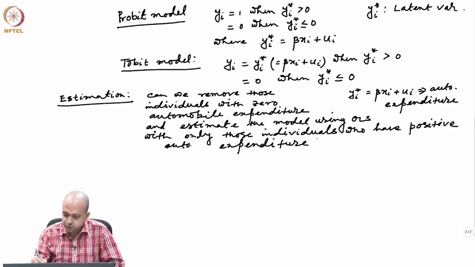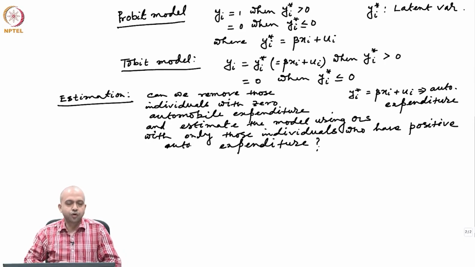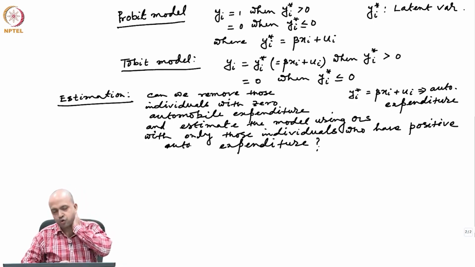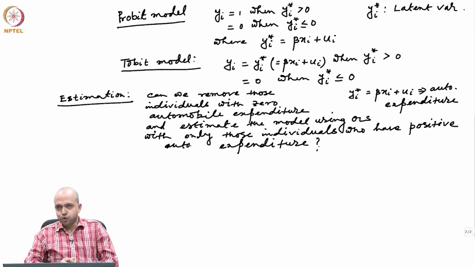Since you have 0 observation on yi for some individuals, you cannot observe all your dependent variable. So, an easiest solution is just to remove all those individuals with 0 automobile expenditure and then estimate using the data for all those households or individuals with positive automobile expenditure using the ordinary least square method. Can we do so?